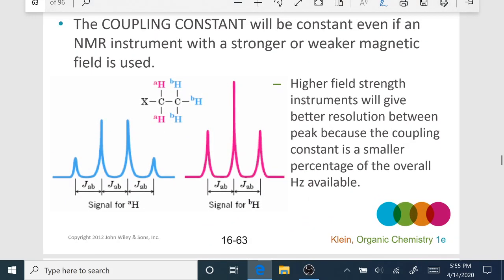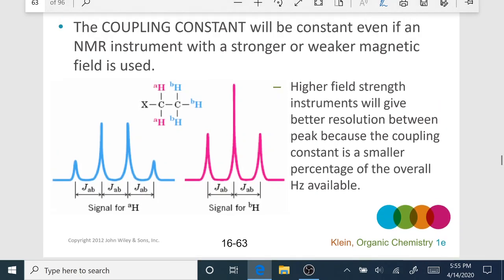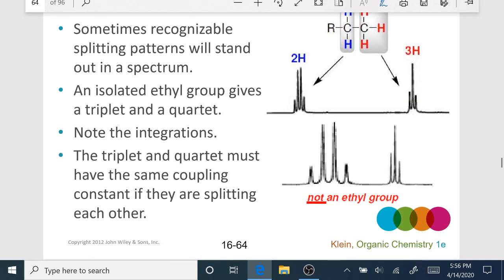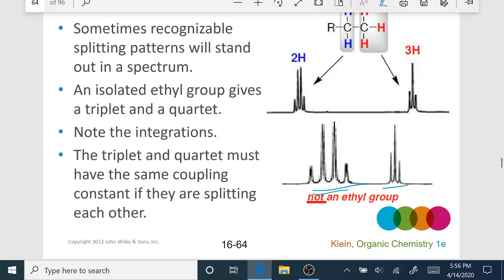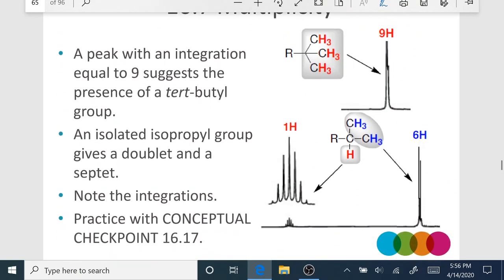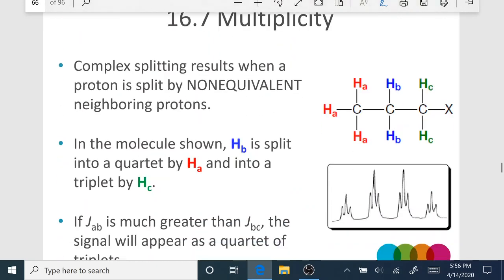Higher field instruments, stronger instruments, are going to give you better resolution, and that's going to give you a better ability to tell if your coupling constants are the same. If they have different coupling constants, even if it looks like an ethyl group, it may not be an ethyl group, because if they are different distances apart, then you can tell they're not coupled to each other. A peak with an integration of 9 suggests a t-butyl group, and an isolated isopropyl group gives a doublet and a septet, and these are going to have the same coupling constant if you blow them up.